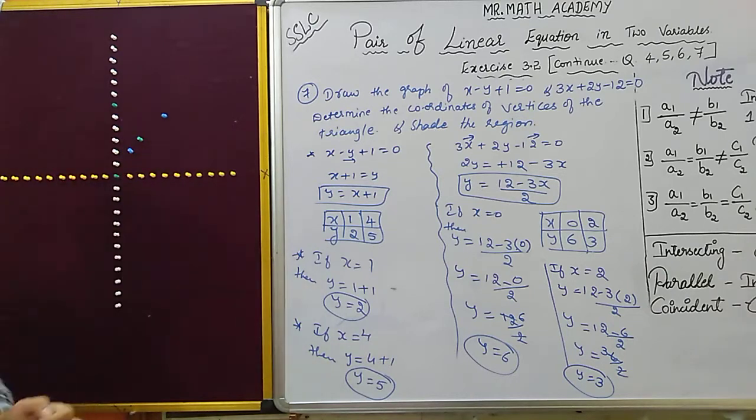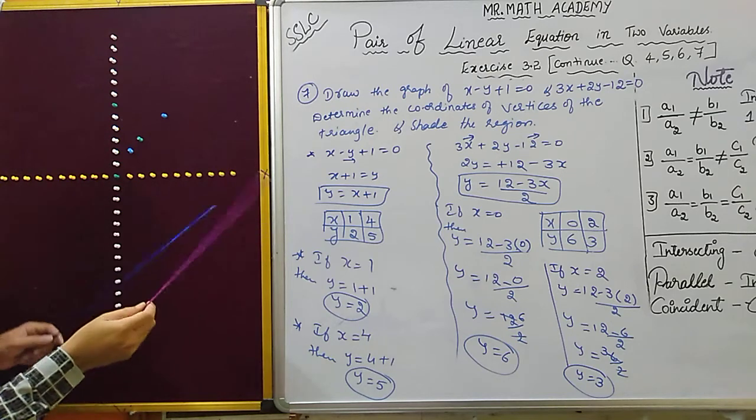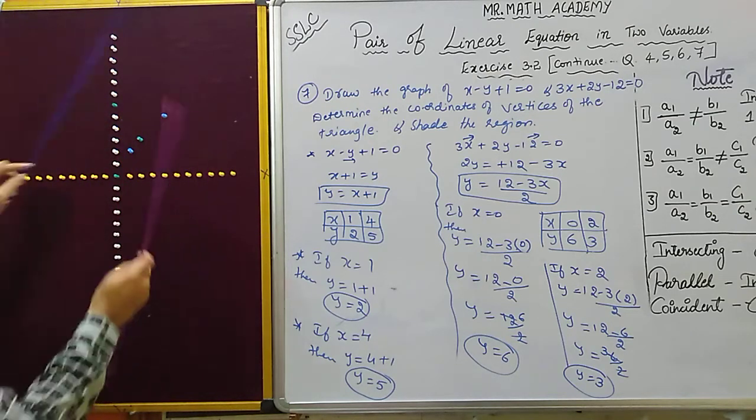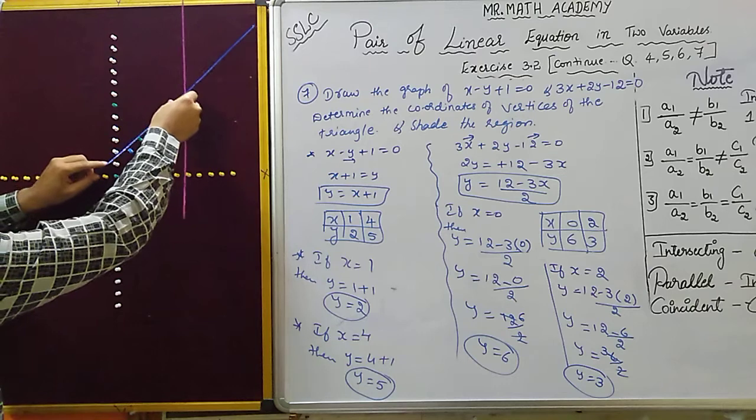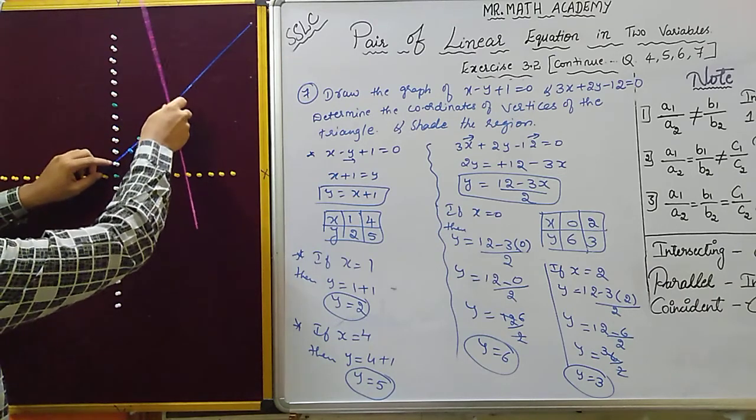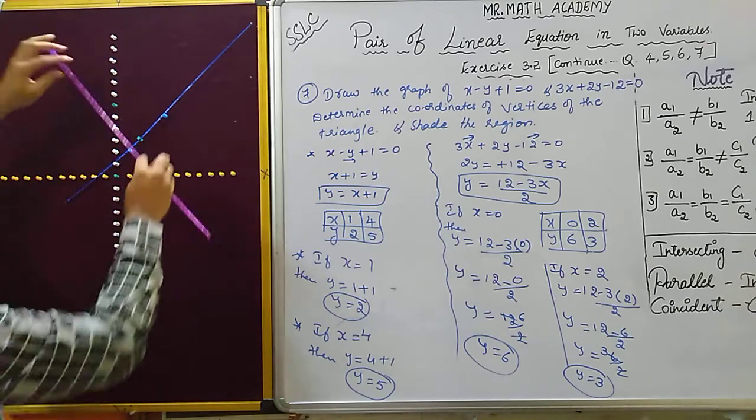Okay, I have plotted the point. So let me draw the lines. You will get lines like this. So where are the points? This is the yellow color points, the blue color. So this is the line and this is this line.